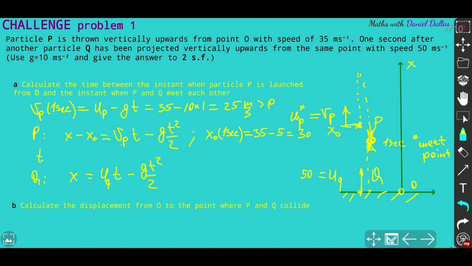So what we have is the following: 30 plus 25t, and minus g over 2 is going to be minus 5t squared. That's the left side when x is expressed through t, okay? So next part, x here is going to be UQ, so it's going to be 50t, and minus again 5t squared. So here you can cancel more easily, and we've got the same 30 and 50 and 25.